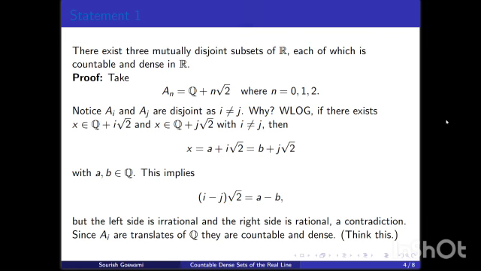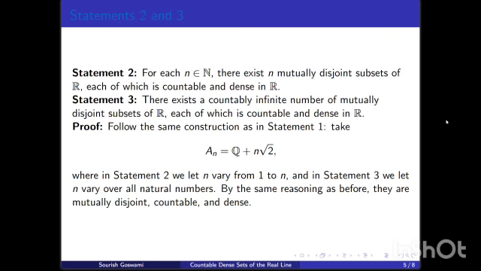Since A_i are translates of Q, they are countable. Countable is easy. You can explicitly say what the elements are, and they are dense. You need to think a bit if you are not familiar with why they are dense. Make a sequential argument. Q is dense, remember that. So any translate of it will also be dense. Just use a sequential argument. That's the hint.